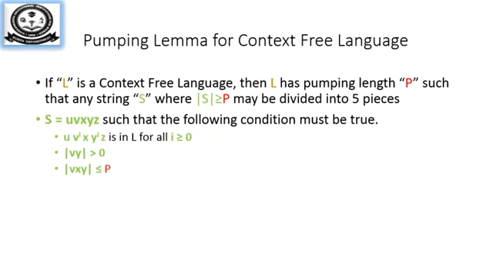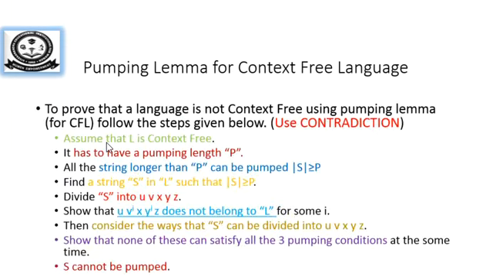The pumping lemma for context-free languages states: if a language L is a context-free language, then it has a pumping length P such that any string S whose length is greater than or equal to the pumping length P can also be divided into 5 pieces. In regular expressions, we divided the string into 3 parts, whereas in context-free languages you will be dividing the string into 5 parts. Here each string will be divided into U, V, X, Y and Z.